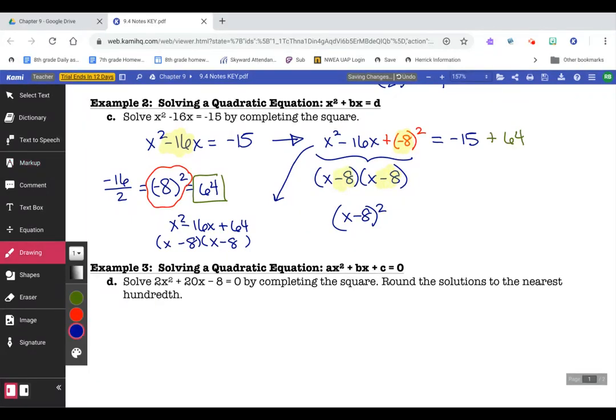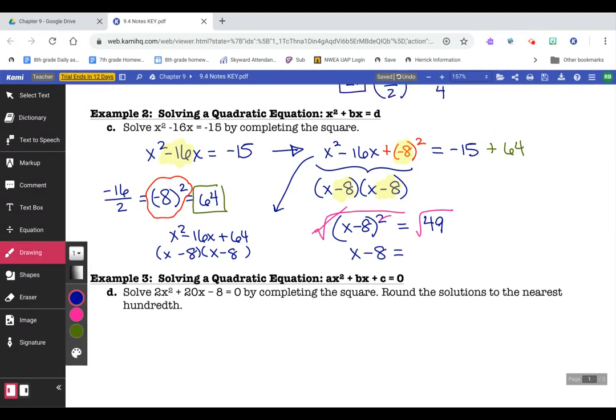Okay, so now on the right side, we have negative 15 plus 64, which gives you 49. And you know how to solve this. We showed you how to solve these in section 9.3. So now we're going to take the square root of both sides. So this cancels the square. And on the left side, we have x minus 8 equals, and then on this side, we have 7, but remember it was x minus 8 squared, so plus or minus 7.